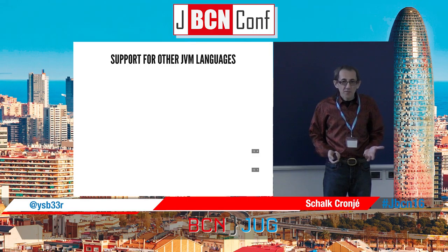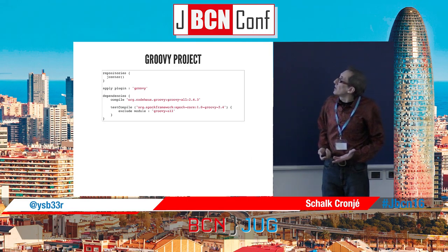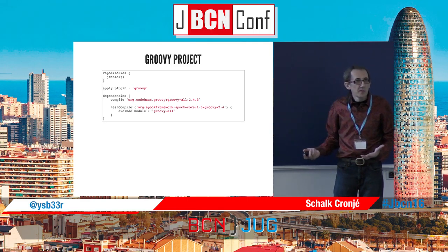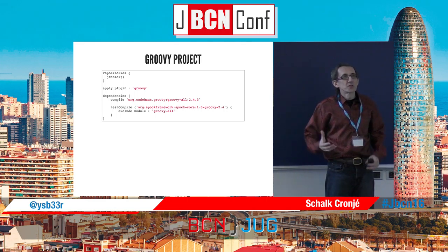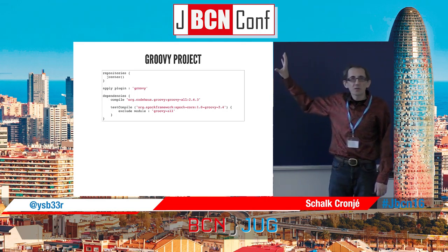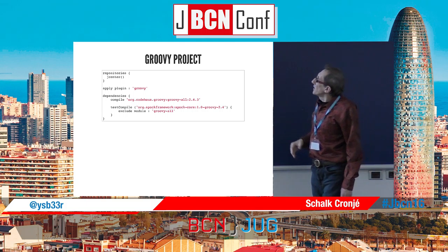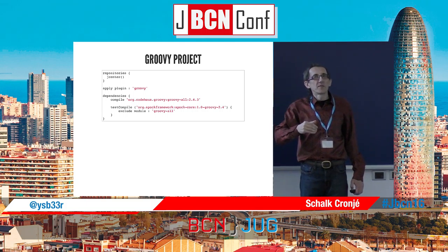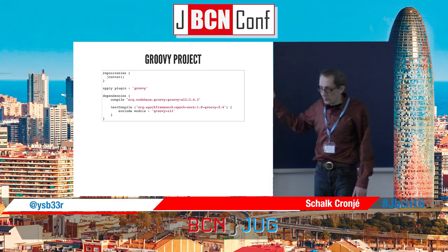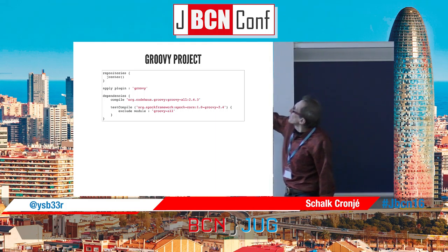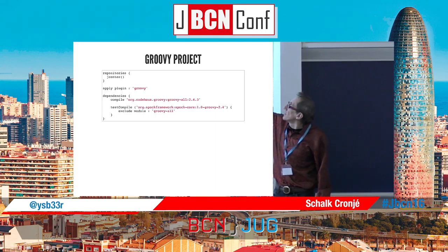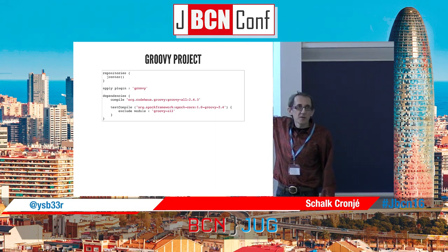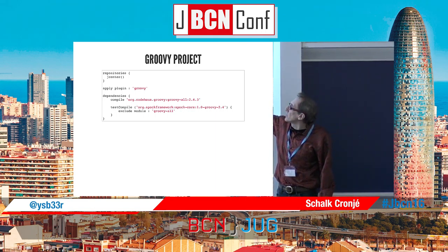But anyway, there are a lot of JVM languages that are supported. For instance, you can build Groovy, and if you want to build a Groovy project, you just say apply plugin groovy. And then the difference here is that a lot of JVM languages always have an additional runtime, so in Groovy it's the case as well. So you're going to say compile, and that's the version that you want in the dependency, and this is pretty standard to do for a Groovy project.